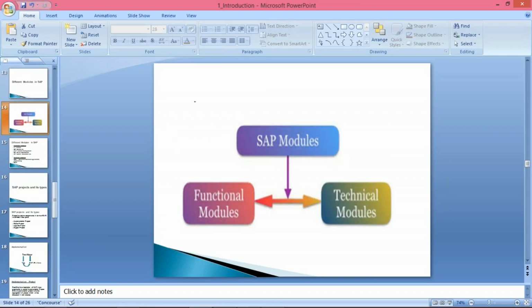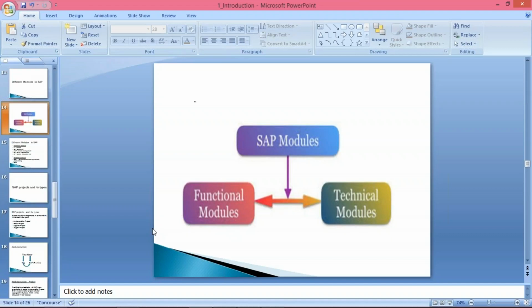At a broader level, it is going to be divided into two parts. The first one is called the functional module, and the second one is called the technical module. So what is this functional module and what is this technical module, guys? Functional module means, let's suppose you are going to do FICO, the finance module. This FICO is called a functional module. Technical module means ABAP, Basis.